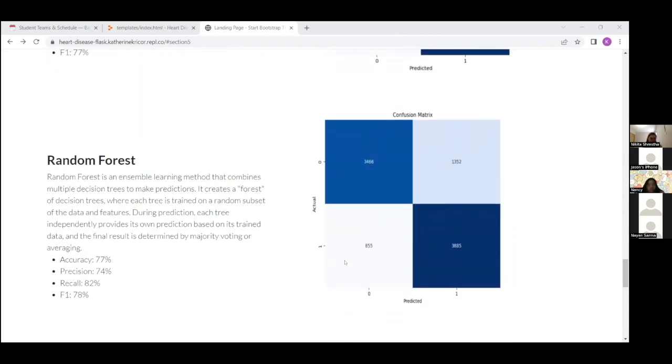And then our last model was a random forest model. The random forest model is basically a lot of decision trees put together, and decision trees use if statements to make a prediction. The random forest makes each decision tree independently make its own prediction, and then averages or sees which label has the highest amount to make the final prediction. The accuracy is about the same as the logistic regression, but the recall and F1 score are a bit higher.